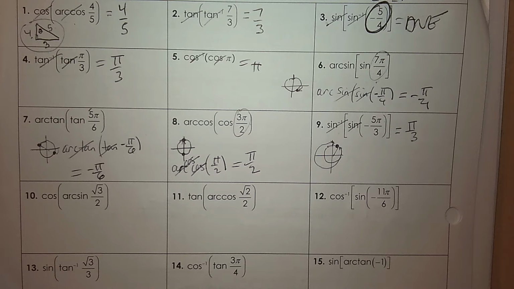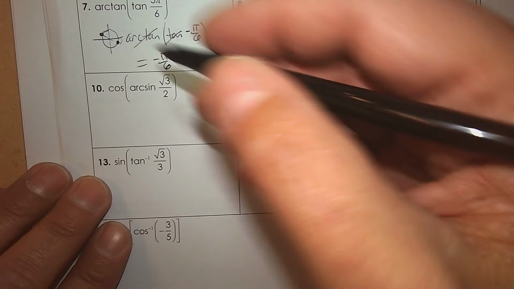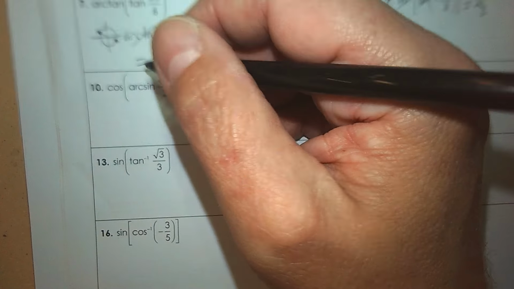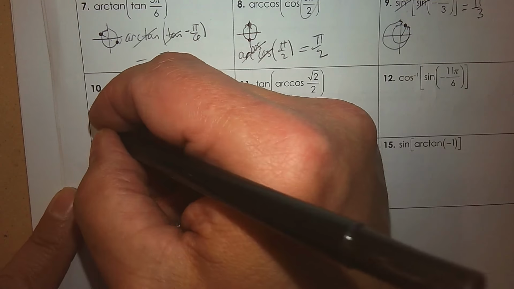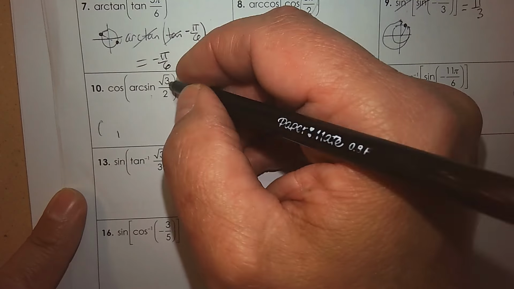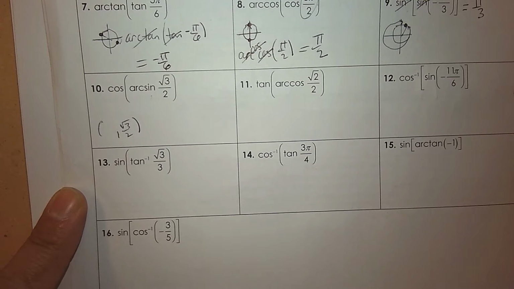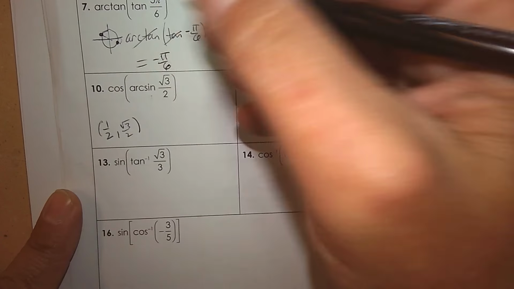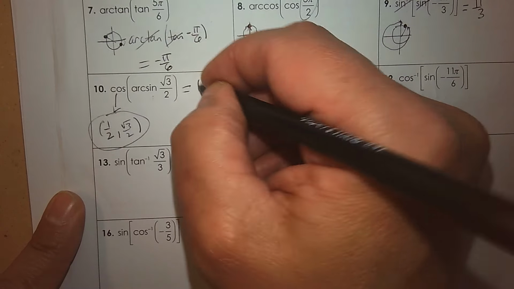Number 10. All right, so for this one, we have two different functions, so we can't just cross them out. This one we have to think a little. So what's the rule for sine? It's the y-coordinate. So the y-coordinate is root 3 over 2. If that's Batman, Robin, the partner must be 1/2. And using this point, what's cosine? And it's done.